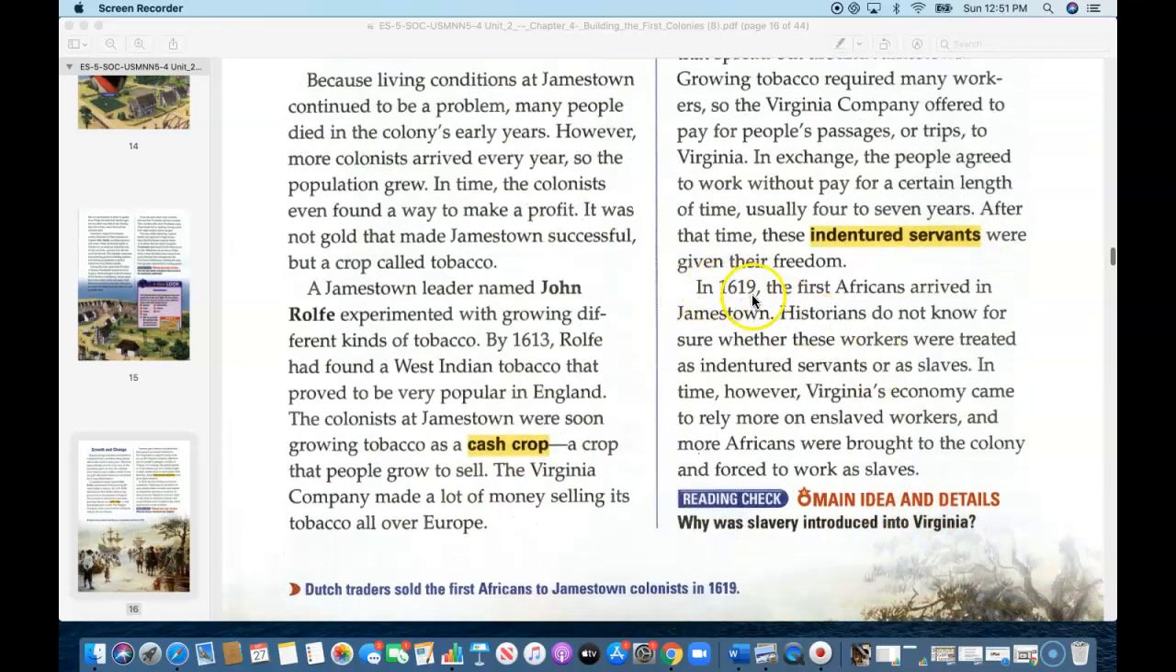In 1619, the first Africans arrived in Jamestown. Historians do not know for sure whether these workers were treated as indentured servants or as slaves.